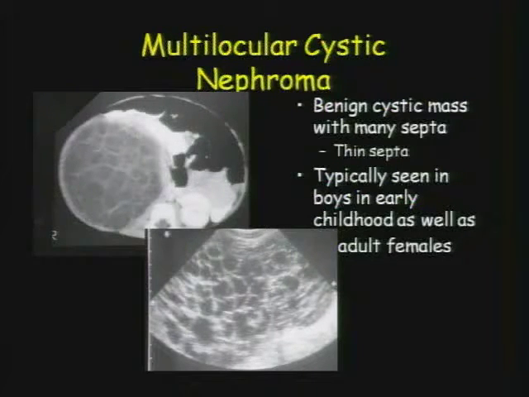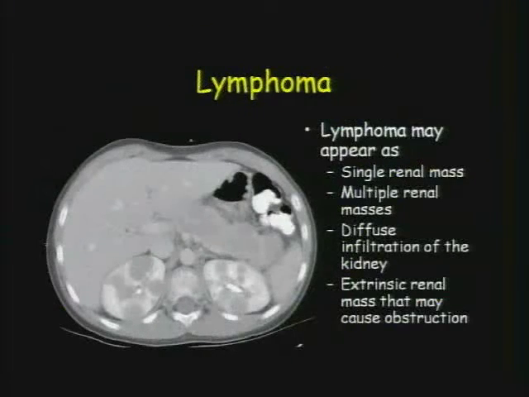Multilocular cystic nephroma, benign cystic mass, multiple septi. There's a bimodal distribution in young boys and older women. Lymphoma, I will say that I had on my boards, and I've heard multiple times on boards, that they will show lesions that they want you to say are cysts, and they're not cysts.